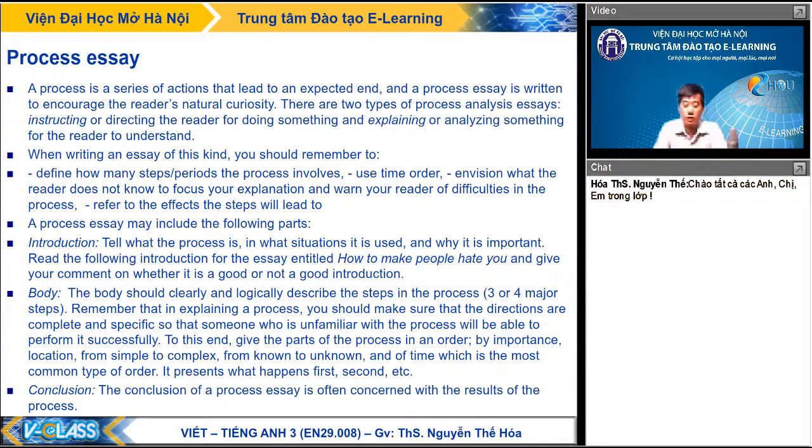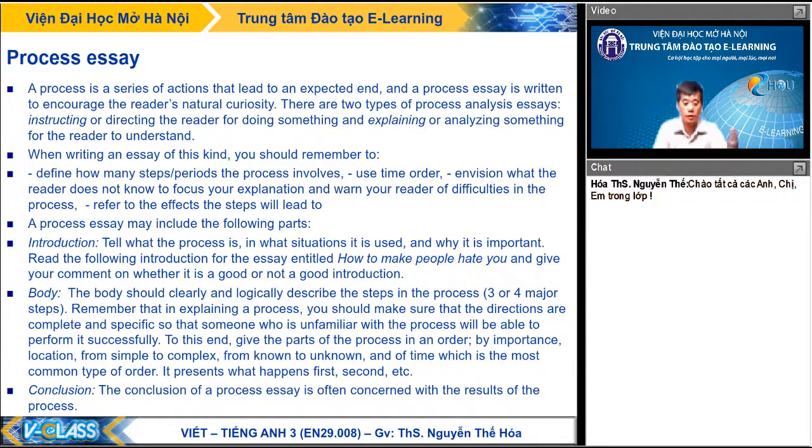So, what about the structure of the process essay? Actually, it also contains three parts: the introduction, the body, and the conclusion. Now the first part, the introduction. In the introduction of this kind of essay, you have to tell what the process is. It means that is the definition. You may mention the name. You also mention in what situation it is used and why it is important.